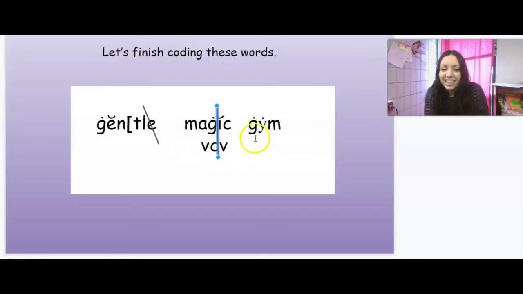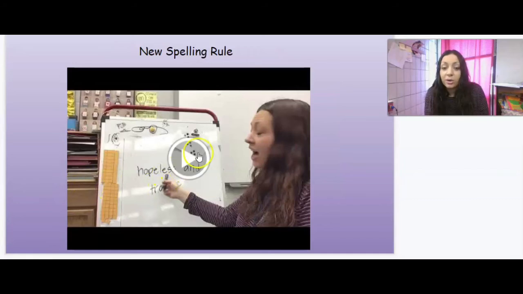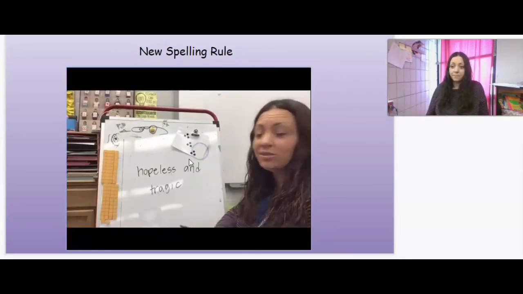And then we have gym. Look here. The G has a dot and the Y has a dot because we have to have a vowel in the word. All right, we're going to go ahead and watch us code some of those soft G words. Go ahead and code some words today.